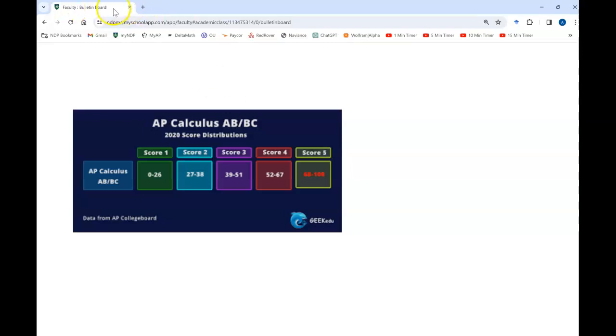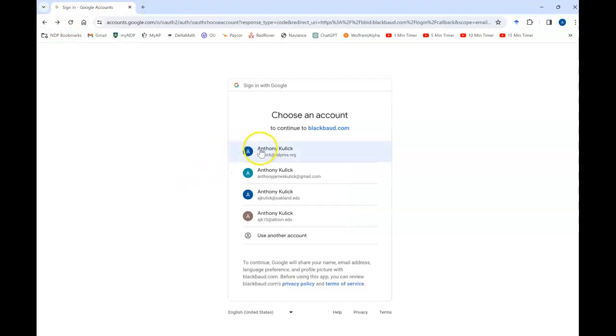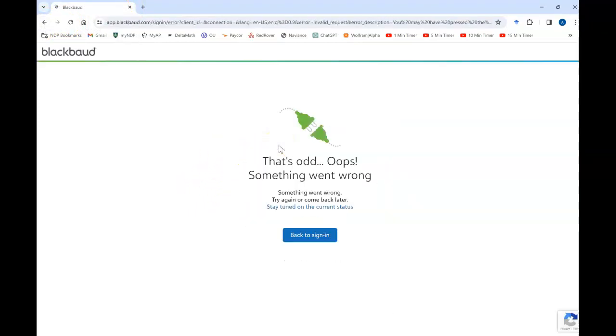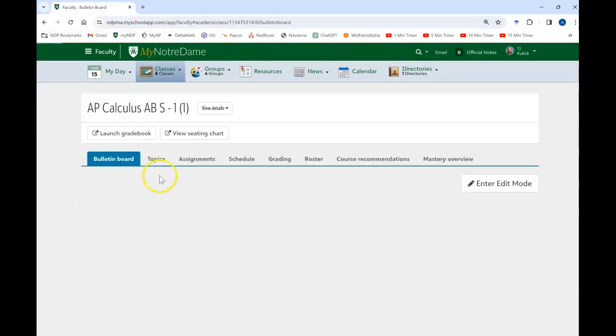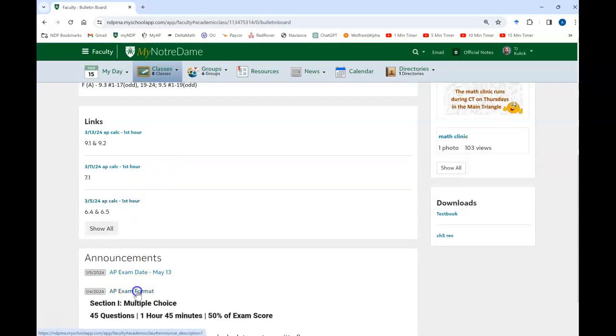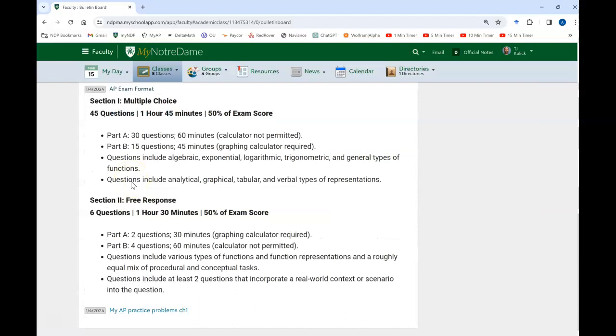And is this like a 4-hour-long exam? Let me go back to when I had the exam format. So Elena, section 1 is the multiple choice. It's 1 hour and 45 minutes. You have 1 hour for 30 no-calculator multiple choice problems, and 45 minutes for 15 calculator problems. That's 3 minutes a question.